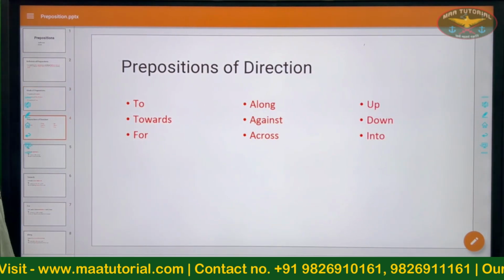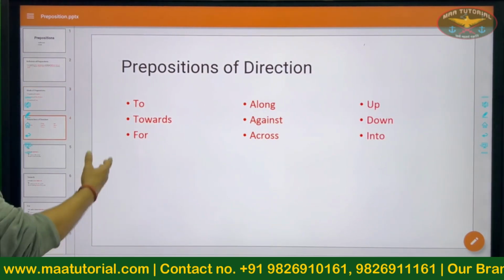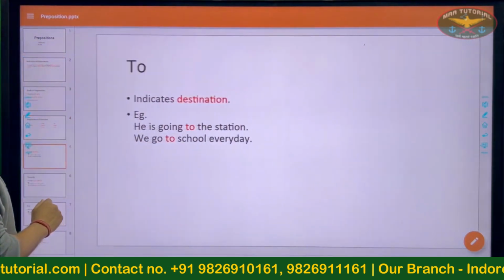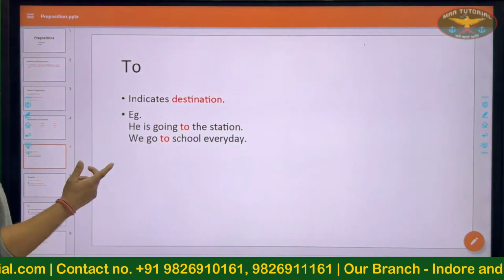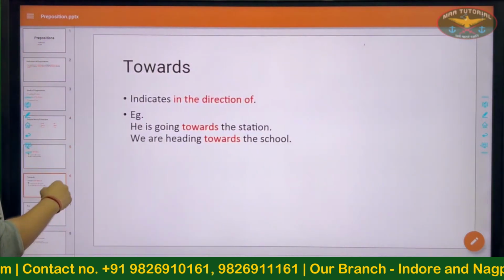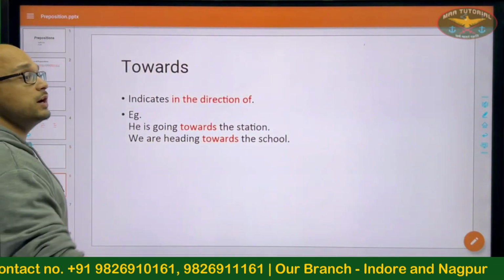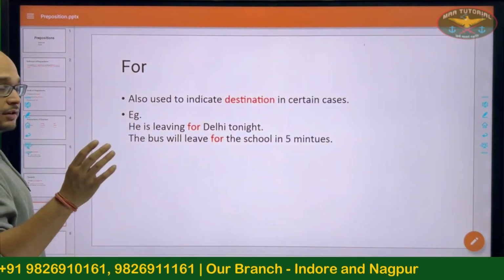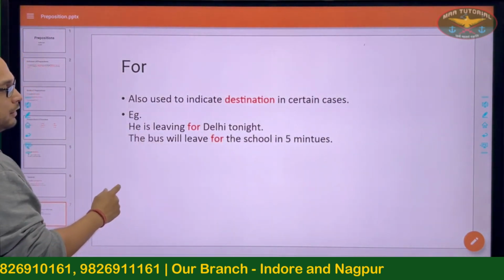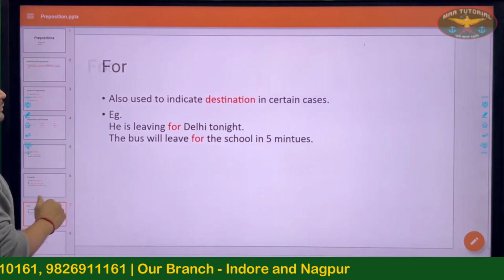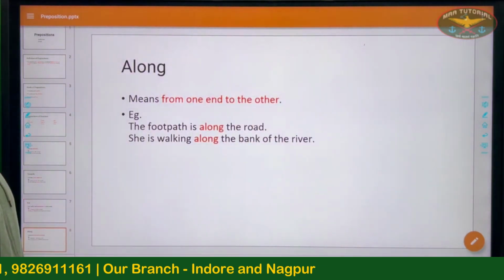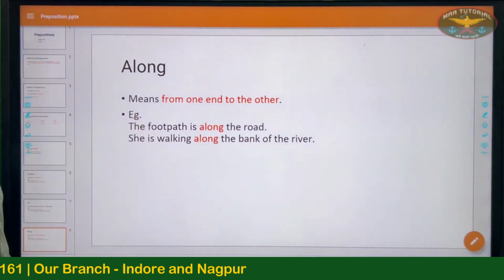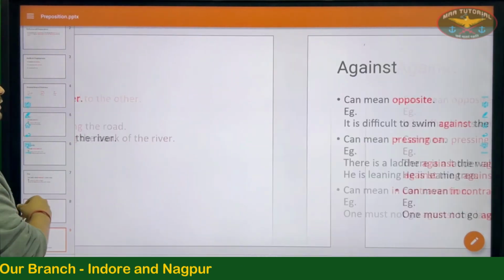We started with prepositions of direction. We saw there were 9: to, towards, for, along, against, across, up, down, into. To indicates destination, going to the station. Towards indicates direction, towards the station. For indicates destination in certain cases, leaving for Delhi, like going to. Along, from one end to the other, walking along the bank of the river, at the side of the bank of the river.